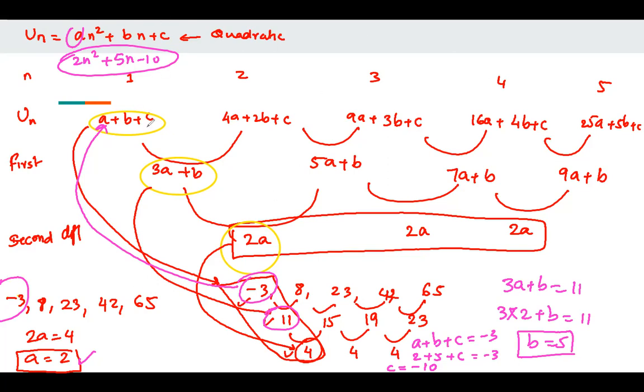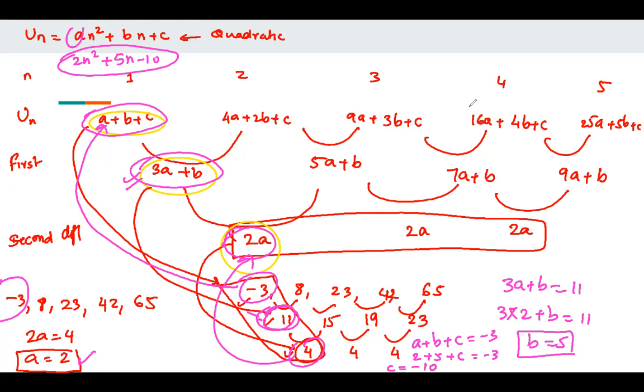So just to summarize, once you create the difference, you equate the second difference with 2a. The first difference, first number equate to 3a plus b. You got to remember these: a plus b plus c, 3a plus b, and 2a. Or you can instantly create this. It doesn't take much time.